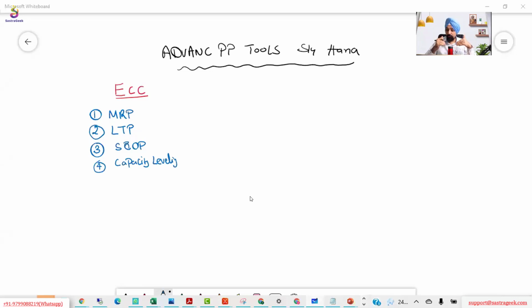Then we have S&OP, sales and operations planning. Now, this is a very confusing terminology. For the people who work in the business, S&OP means each and everything, the people who work in operations. Here, S&OP is more related to your forecasting. Okay, it is more related to your sales forecasting.